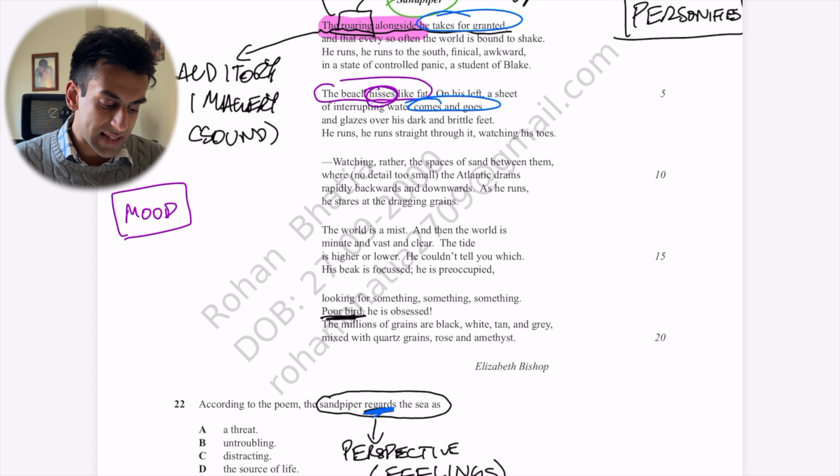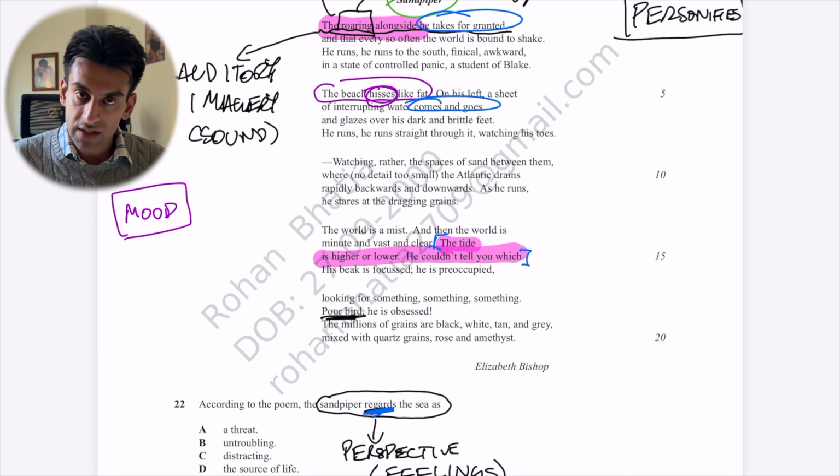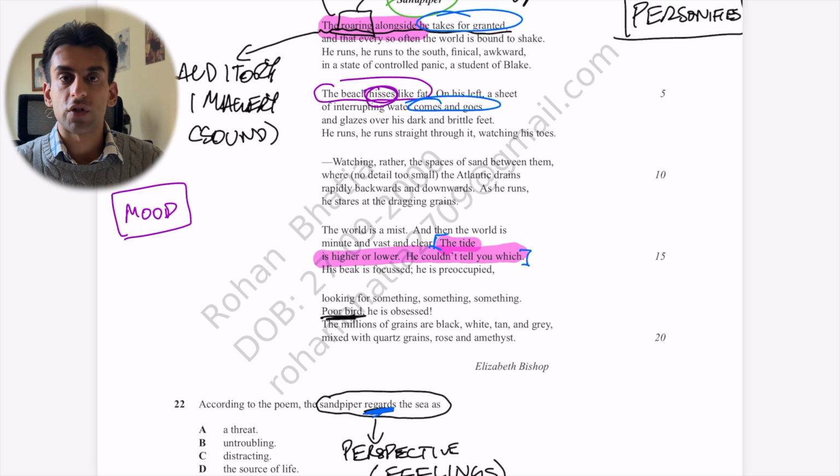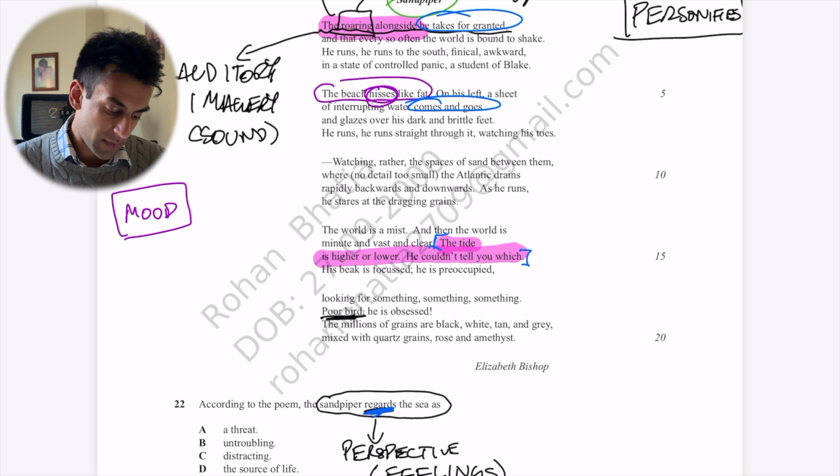And what we're showing here is that the water's just coming and going. It's not really playing a key role in his life, right? In his day-to-day activities, it just comes and goes, okay? "It glazes over his dark and brittle feet." The other thing we can see, if we look at the fourth stanza, okay, is "the tide is higher or lower. He couldn't tell you which." Now that's really important because the changes in the sea, the changes in the tide, are not making a huge difference to the behavior and mindset of the sandpiper.